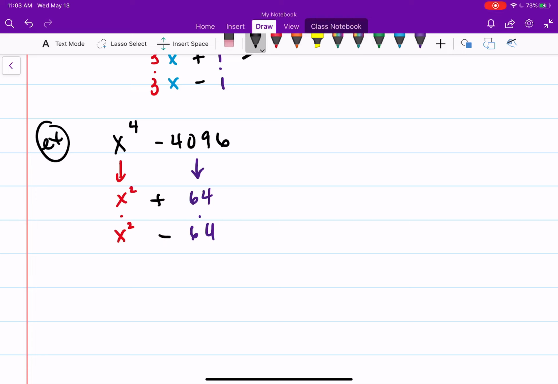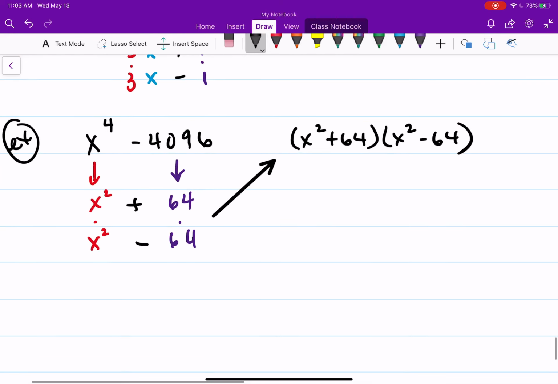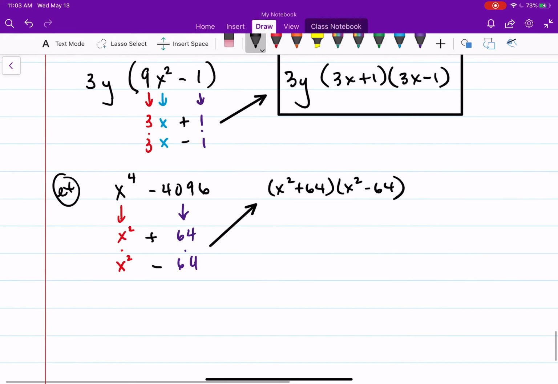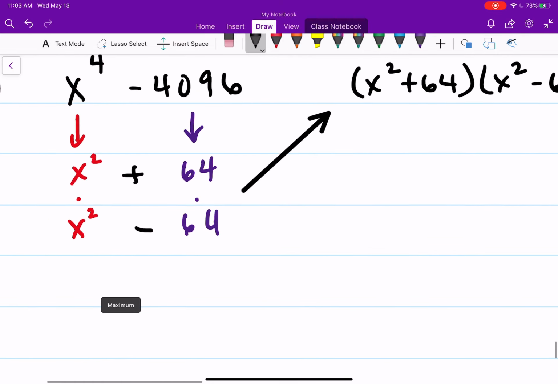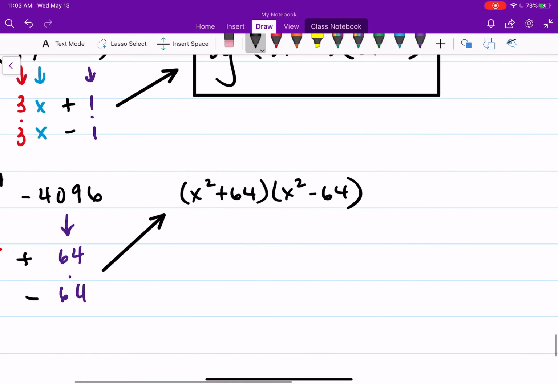So like, ooh, that's pretty easy. So you go, okay, I have x squared plus 64 and x squared minus 64. Whew, that was pretty quick. But then I said, you're right, but you're not. And you're like, well, what do you mean that I'm right, but I'm not? You're right, but you're not. And the reason is because of this.